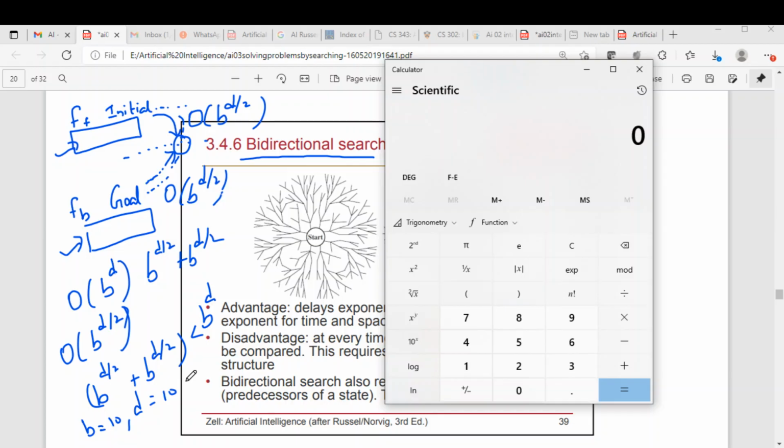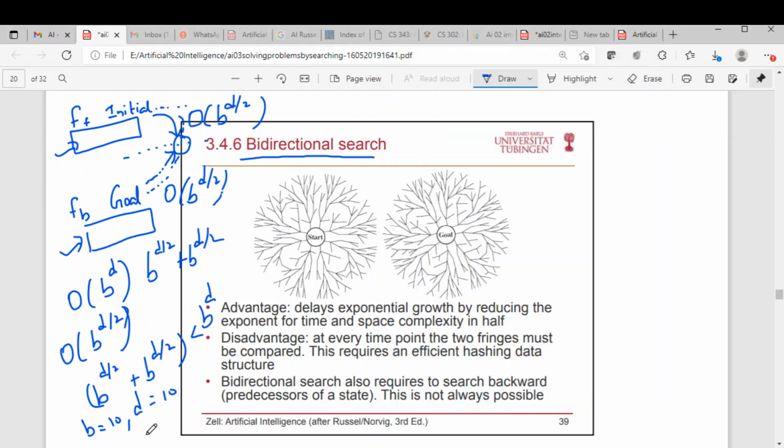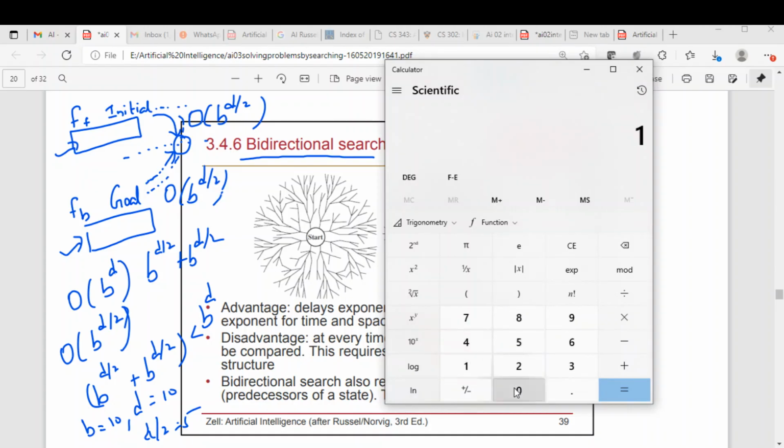If b is 10 and d is 10, then what is b to the power d? It is 10 to the power 10. Basically it is 10 followed by 9 zeros. But what is b to the power d by 2 plus b to the power d by 2? Now d by 2 becomes 5. So b is 10, d by 2 is 5. So it is 10 to the power 5 plus 10 to the power 5.